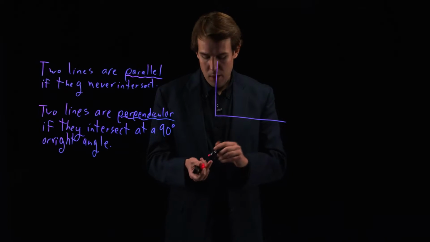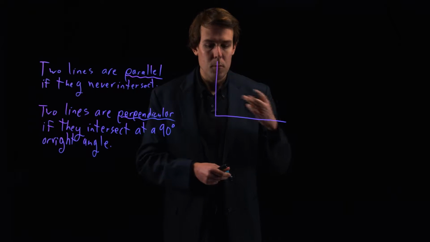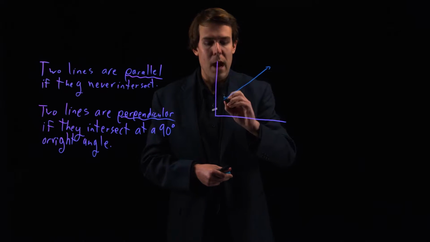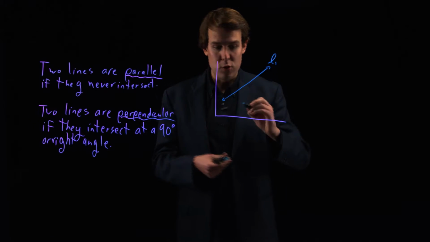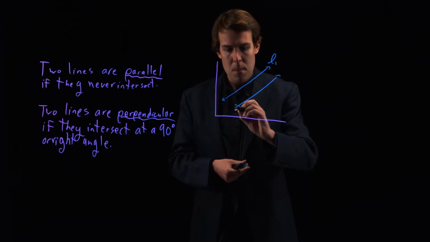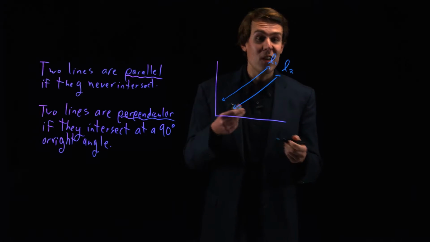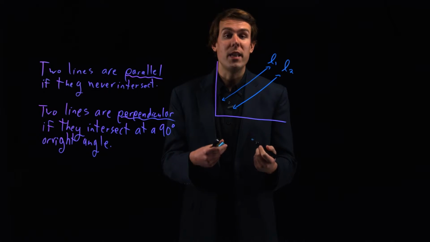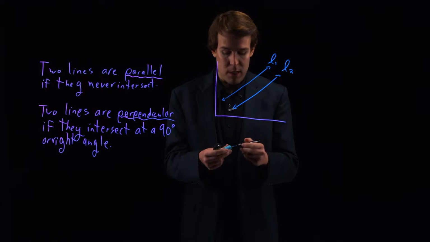So we'll start with parallel lines. So perhaps here is the first line, and then the second line will never intersect with it. Now you might notice that it looks like these lines have the same slope, and that's true. That is one way to characterize parallel lines for our purposes, and we'll get to that momentarily.